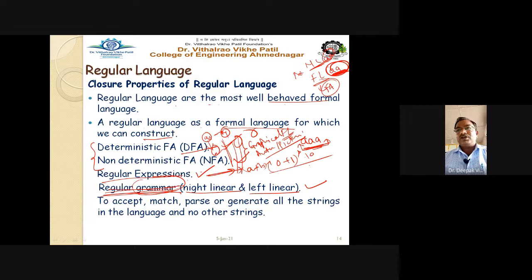With the help of regular grammar, the grammar is like this: I can have A equal to aB, and so on. These are the production rules. These are the non-terminals and these are the terminal symbols that we are going to study, right? So these are the three ways to represent the regular language: to accept, match, parse, or generate all the strings in the language and no other strings, right?